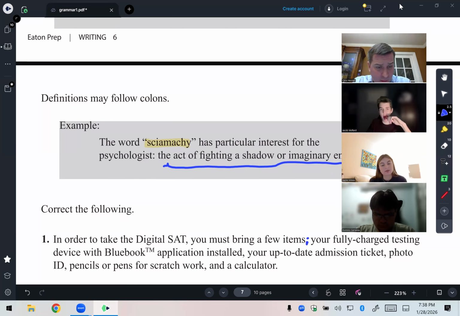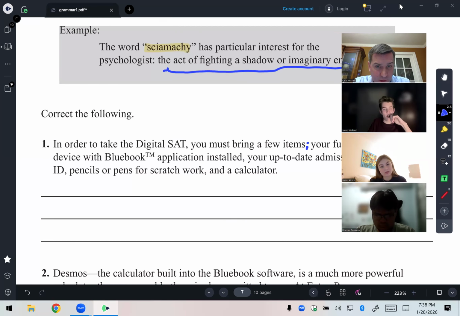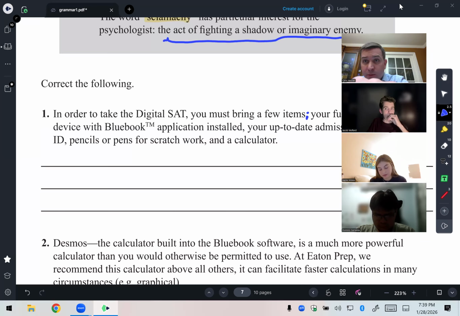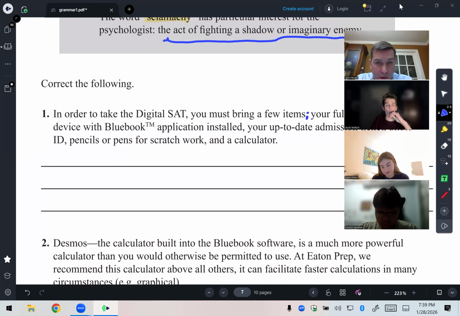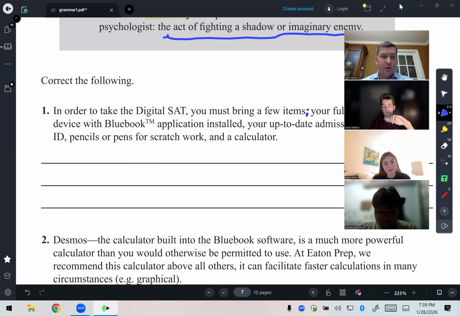All right, so that was the first one. These are just punctuation questions. Try the next one. Okay, Desmos. Desmos, the calculator built into the Blue Book software, is a much more powerful calculator than you would otherwise be permitted to use. At Eden Prep, we recommend this calculator above all others. It can facilitate faster calculations in many circumstances, for example, graphical.